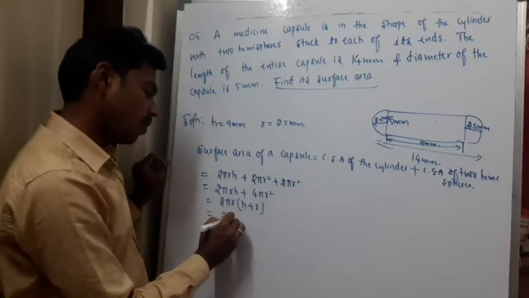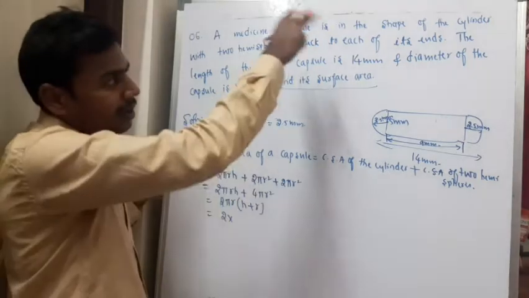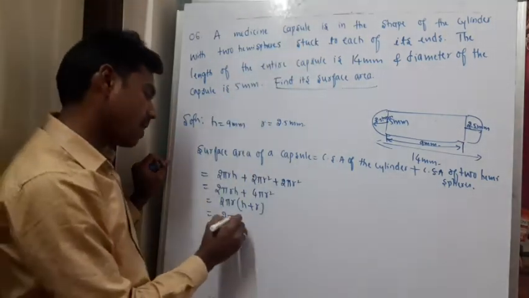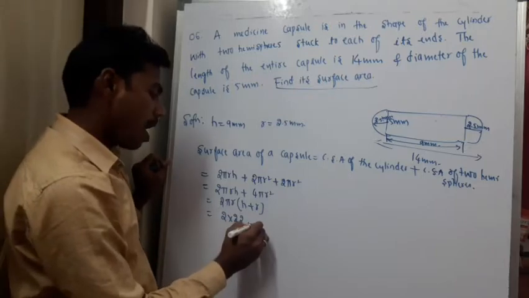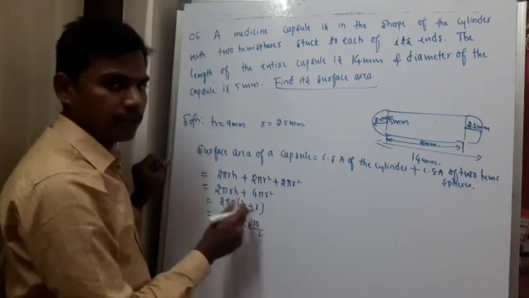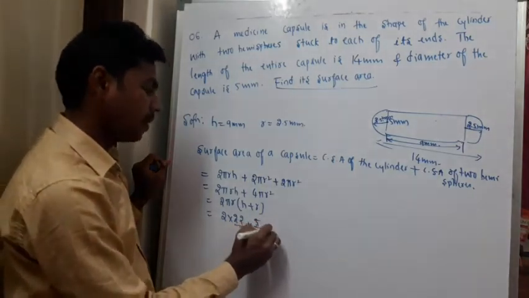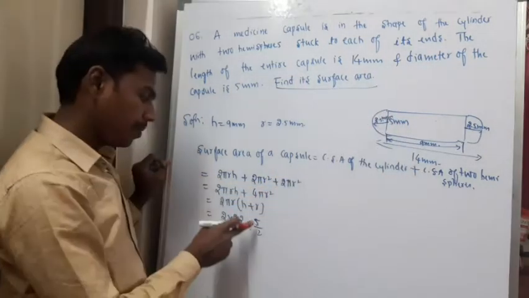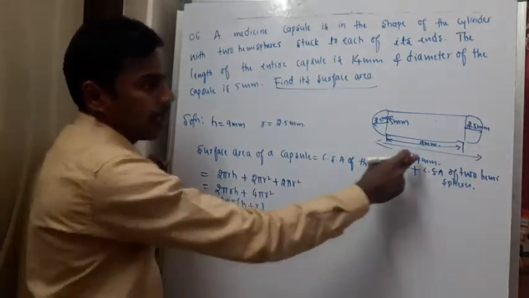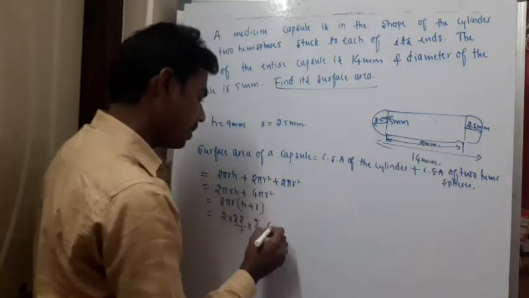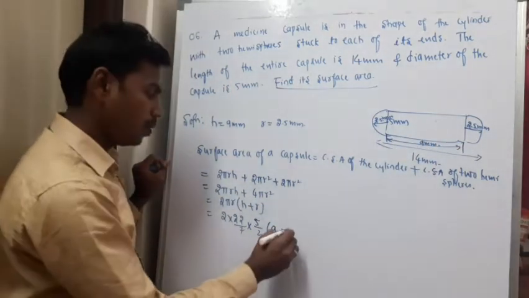So 2 into pi. They have not stated the value of pi in the problem. What do we need to consider? Pi as 22 by 7. What is r? The diameter is 5 mm, so the radius will be 5 by 2. What is h here? h is nothing but 9 mm. What is r here? r is 2.5.